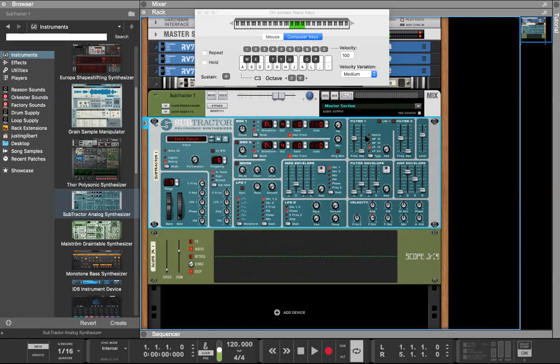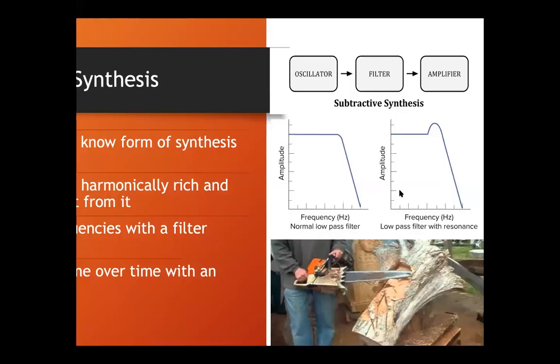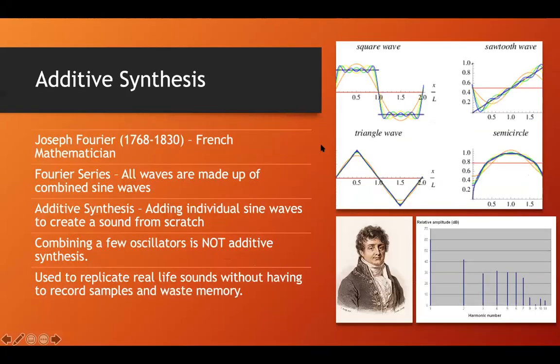And this is, again, another basic subtractive synthesis. So again, subtractive synthesis is we're taking a very rich waveform and we're subtracting away from it either in frequency or in terms of amplitude. So that's subtractive synthesis. Now, if you remember, we have one other form of synthesis to go over, and that's additive synthesis.